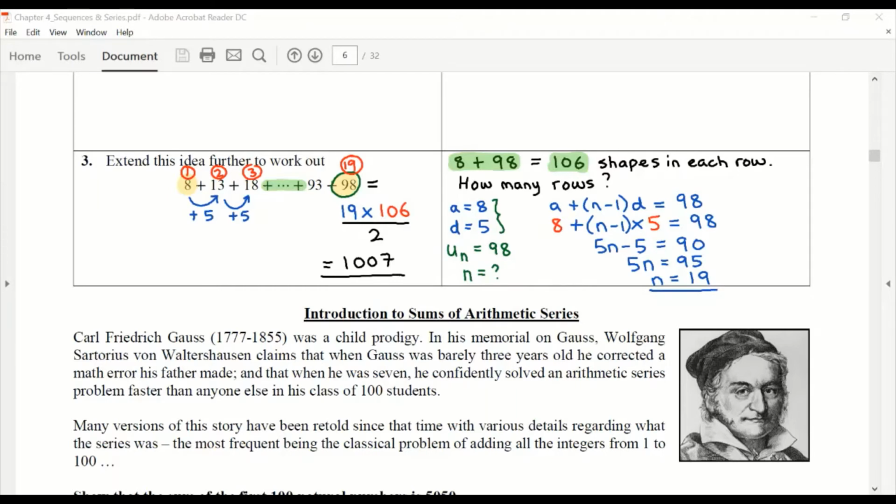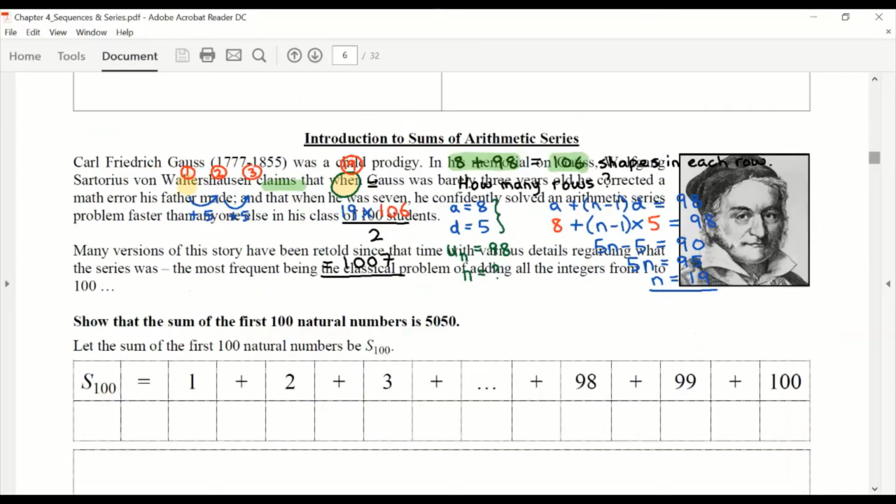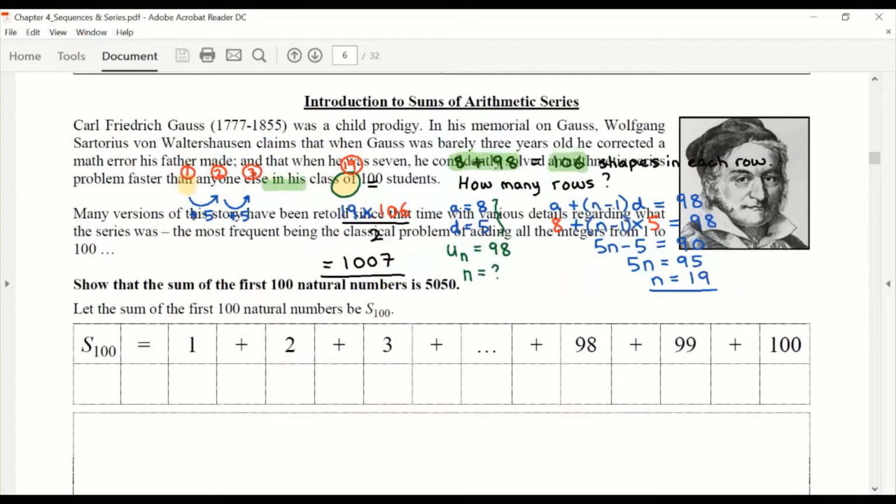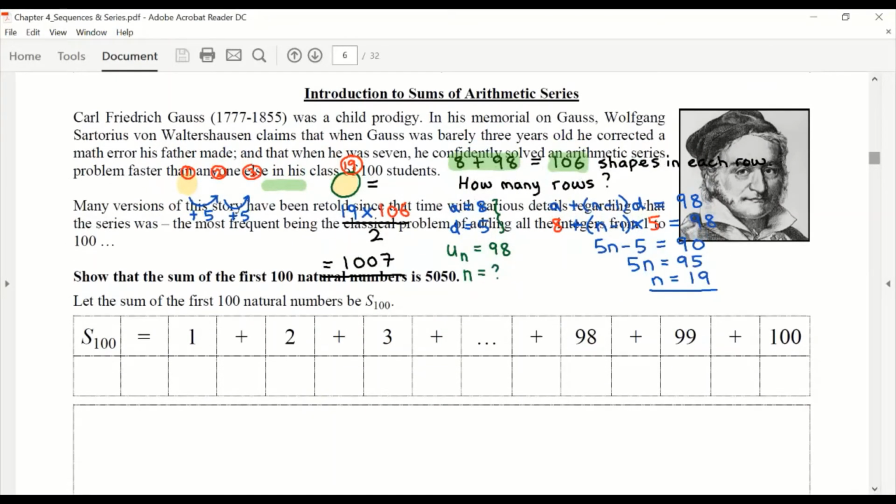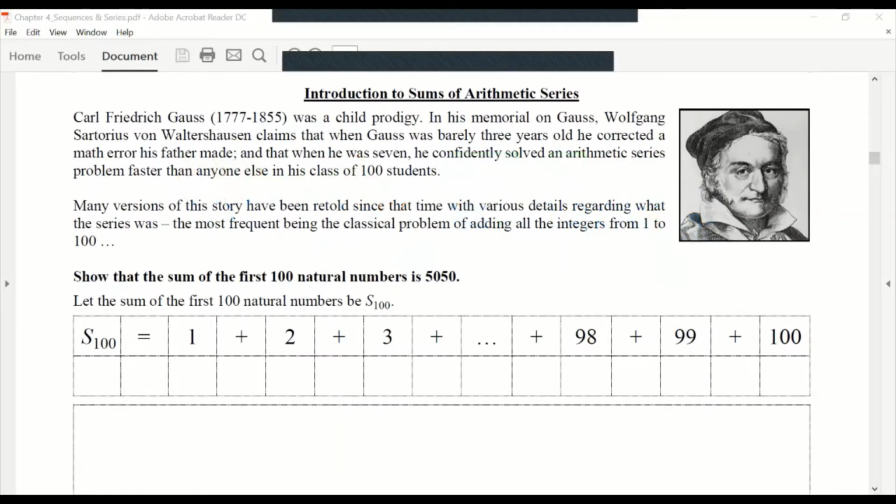Now, I'm going to introduce you to a very famous mathematician, if you've not met him before. So this gentleman is Carl Friedrich Gauss. I hope I've pronounced his name reasonably well. I did do German GCSE, but that was 24 years ago. So Carl Friedrich Gauss, according to a chap called Wolfgang Sartorius von Walterhausen, he has some interesting anecdotes about Gauss.